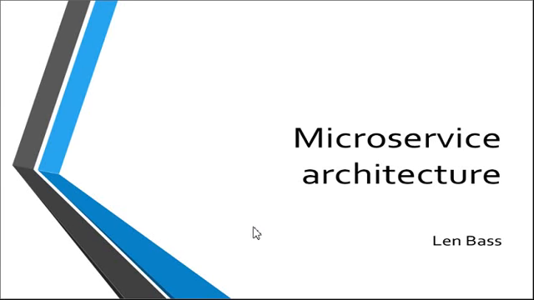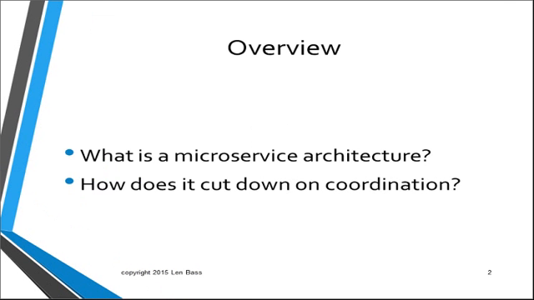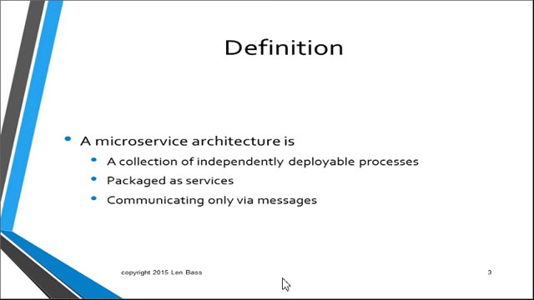Now we're going to move from discussing the deployment pipeline to discussing an architecture that's ideally suited for continuous deployment. That's the microservice architecture. So two pieces to this. One is what is it? And two, how does it cut down on coordination requirements? So a microservice architecture, it's actually an architectural style, is a collection of independently deployable processes. They're all packaged as services and they communicate only via messages.